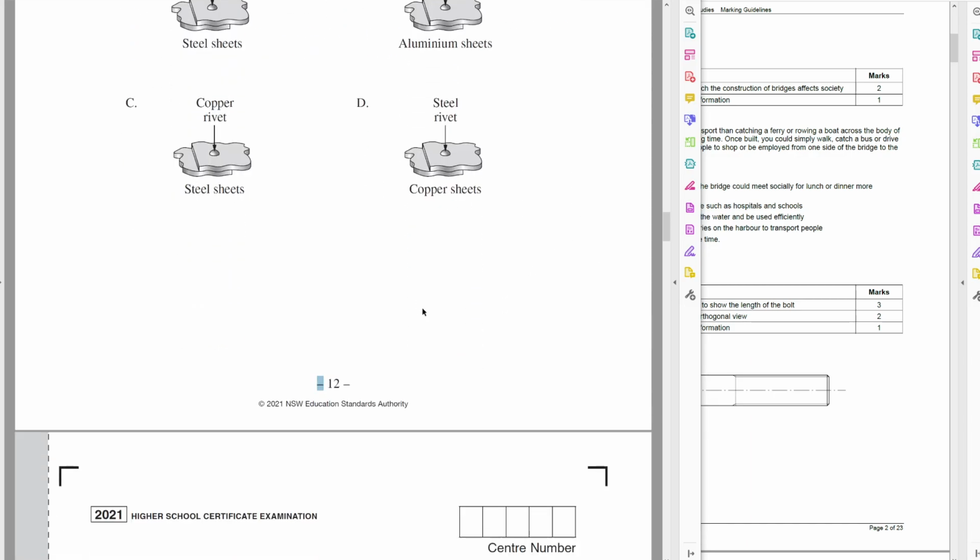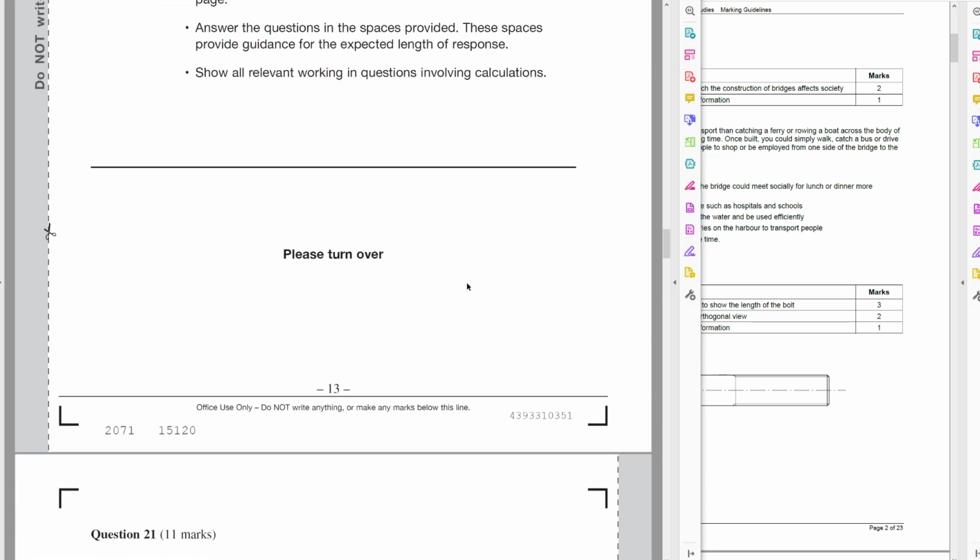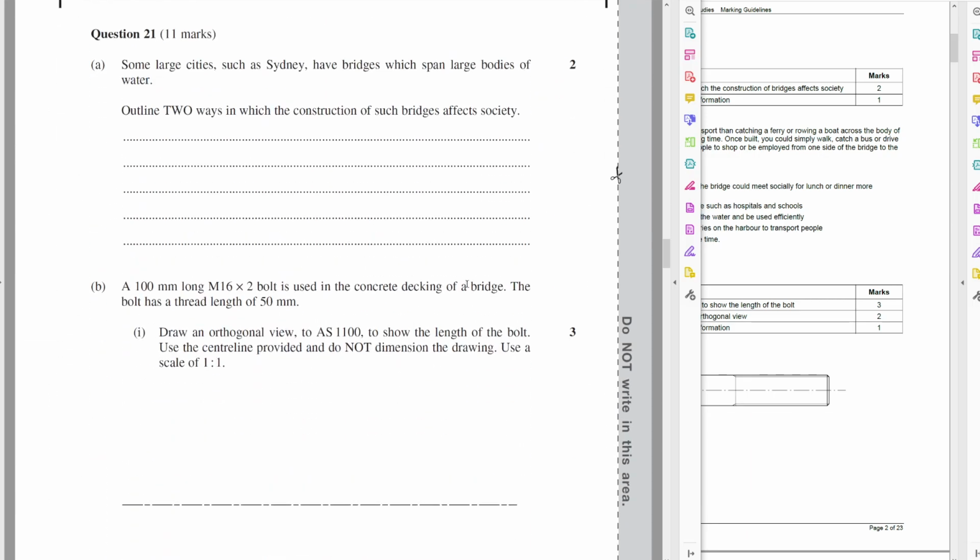Let's keep going. It usually takes me a longer time to do the multiple choice when I'm recording than it would in real life, and I usually go through these written questions pretty quickly, and the reason for that is because I don't actually have to write. I can speak faster than I can write. Okay, so some large cities, large spans.